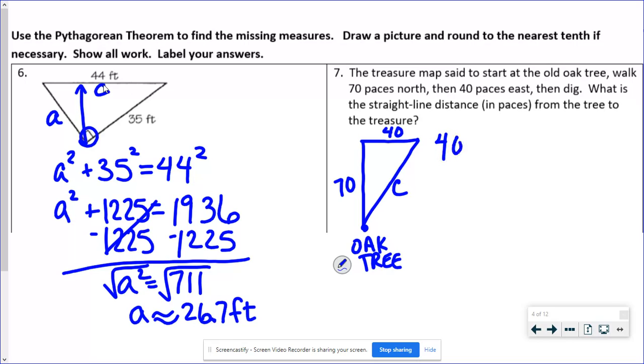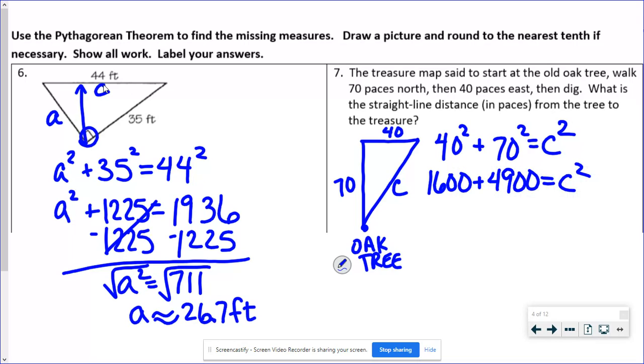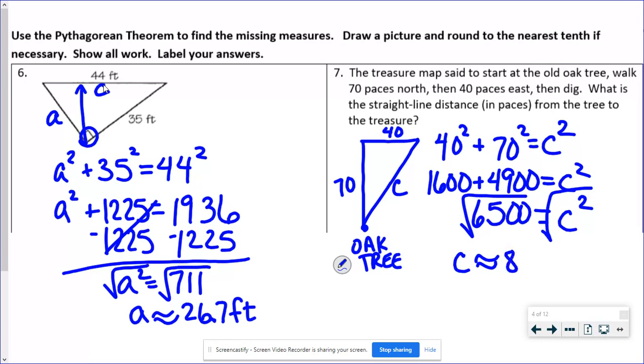So I'll have 40 squared plus 70 squared equals C squared. 1600 plus 4900 equals C squared. And when I add those two, I get 6500. Now, if it was 6400, we'd have 80. But this is a little bit more than that. So we're going to get an answer that's a little bit more than 80. When I take the square root here, I'm going to get that this is about, paces is my label here. So 80.6 paces, just over 80.